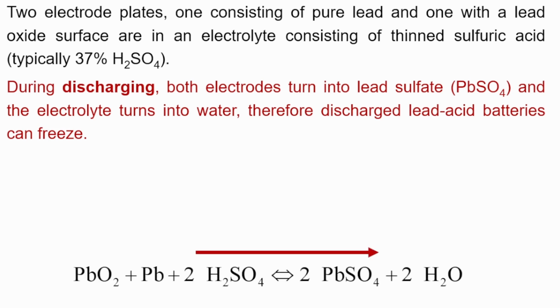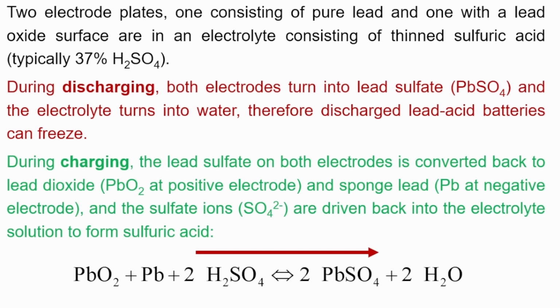So here, this is the direction. Lead oxide and lead together with thin sulfuric acid turn into lead sulfide and water. The other way around, during charging, the lead sulfide on both electrodes is converted back to lead oxide and sponge lead. Turning back to lead oxide, PbO2 at the positive electrode and lead at the negative electrode. And the sulfide ions are driven back into the electrolyte solution to form sulfuric acid.